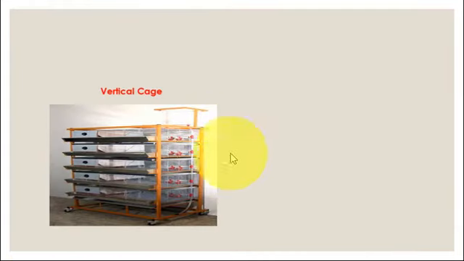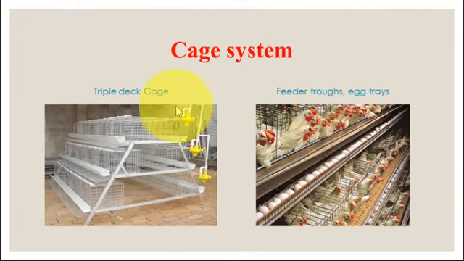So it is a vertical type cage. Here it is used for rearing brooder birds, birds of the initial age of 0 to 6 weeks. Birds are reared in this type of cage. One compartment is vertically above another like that. It is a vertical cage. Next, it is a triple deck cage.